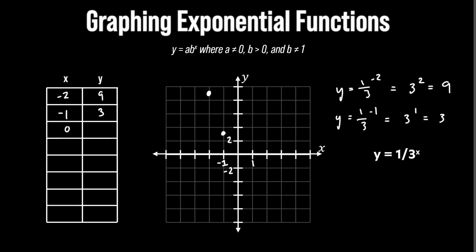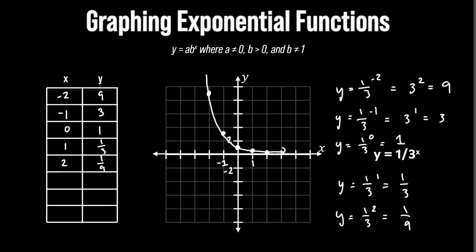How about 0? At 0, we're going to have y = (1/3) to the 0th power. Anything to the 0th power is just 1. So at x = 0, we're going to have a value of 1. Now for 1, we're going to have y = (1/3) to the first power, which is equal to 1/3. And finally, when x = 2, we're going to have (1/3) to the second power, which is equal to 1/9. So the graph is going to look something like this.